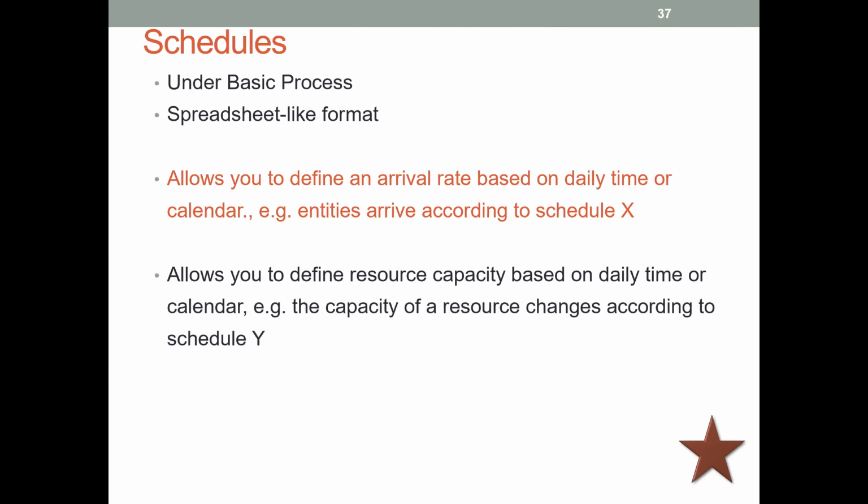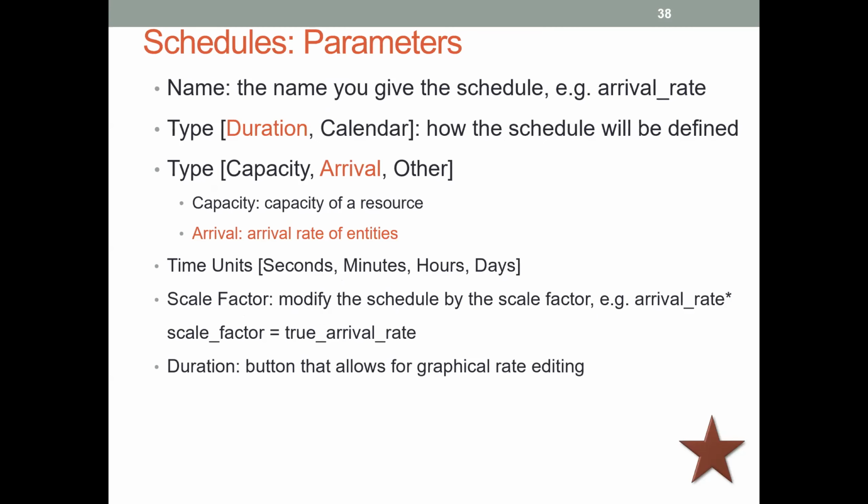In this particular lab, the schedules are going to allow you to define an arrival rate based on daily time or a calendar. Then the entities are going to arrive according to a schedule that we are going to name. In this case, we're calling it Schedule X. In terms of the parameters for the schedules, in terms of the arrival rate, we need to know how many entities are going to be arriving per time period.